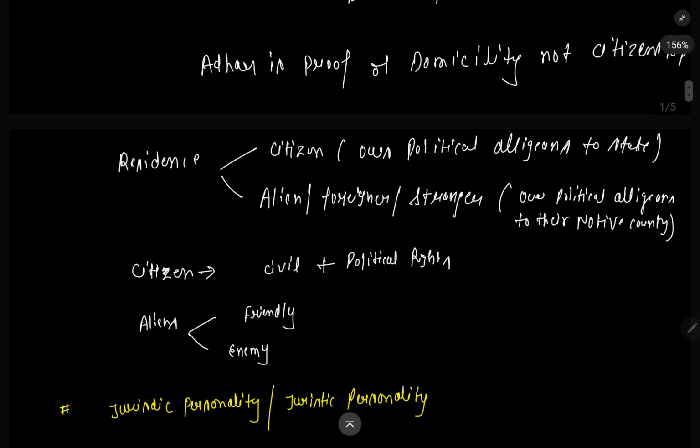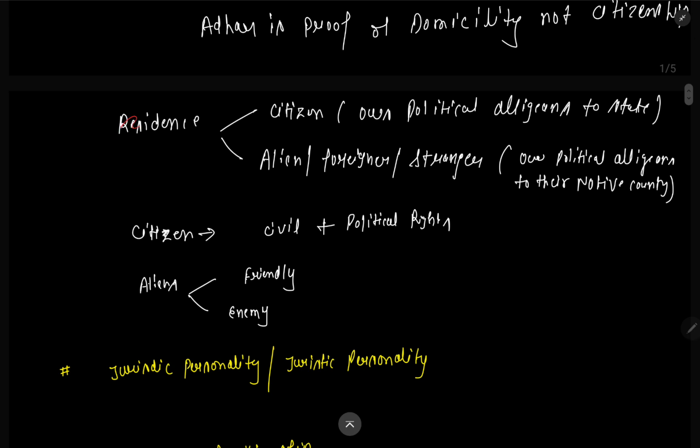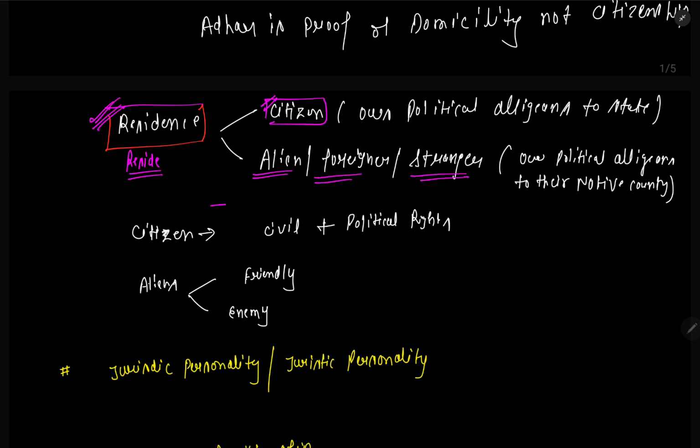Now moving forward, if you're talking about the residence, as we have mentioned, residence means where you are residing, where you are living. Now the residence could be for two persons. The first one: the citizens of India who are residing in India. They are the Indian residents. Clear? The second one is any alien or foreigner or stranger who is residing in India.